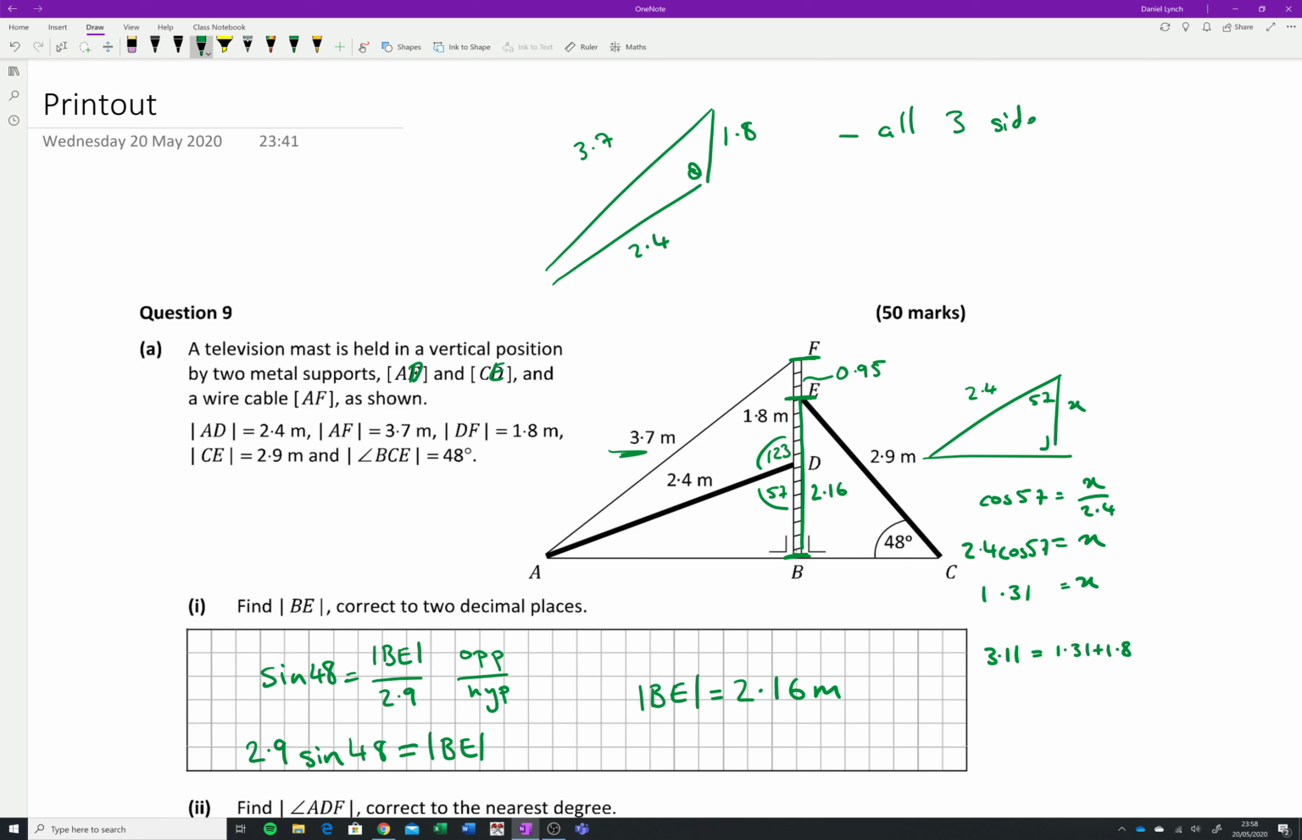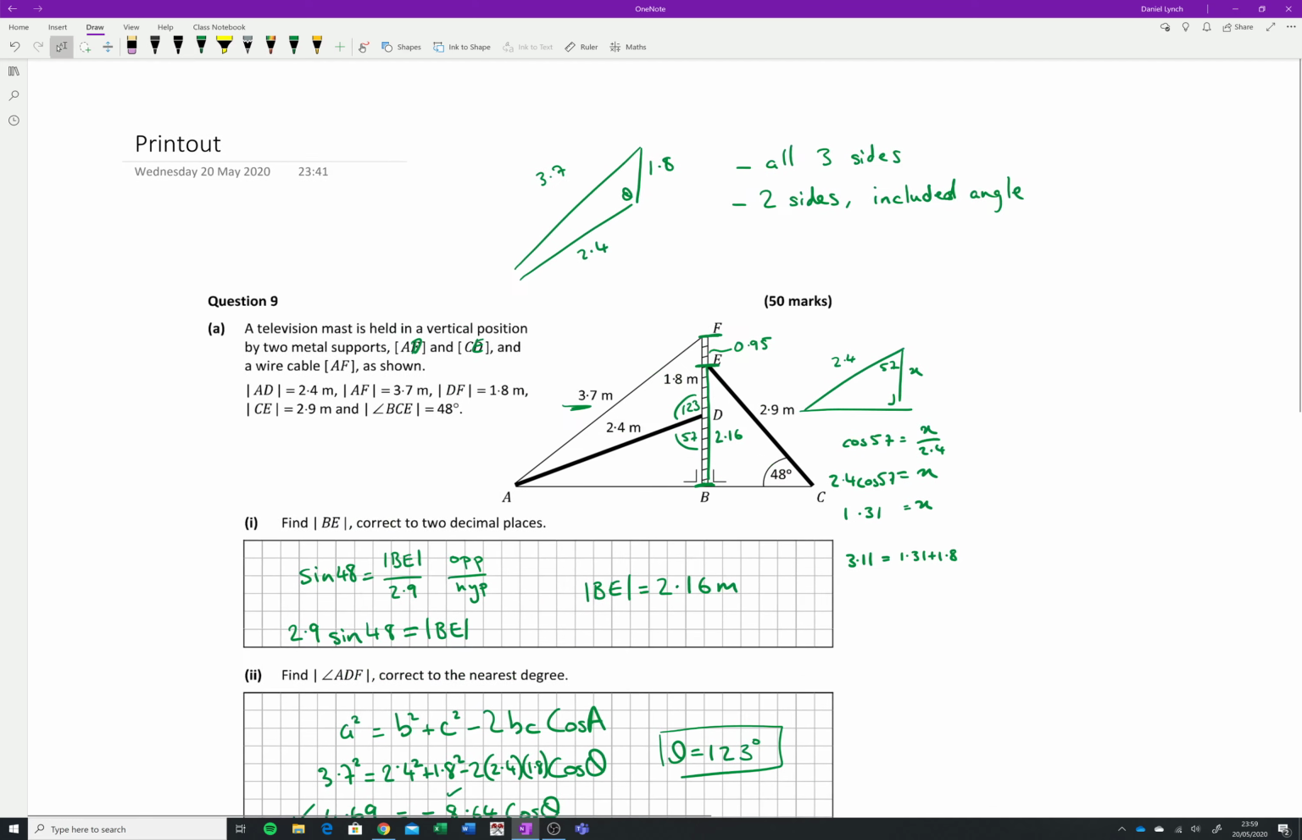This is for a non-right angle triangle. All three sides, cosine rule, or two sides and the included angle, that is, the angle in between. Included angle. Okay. Otherwise, you're going to use the sine rule, and if it's a right angle triangle, sine, cos, tan, or Pythagoras' theorem. Okay.